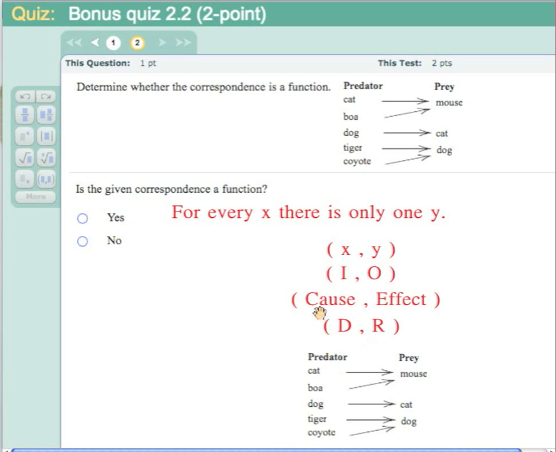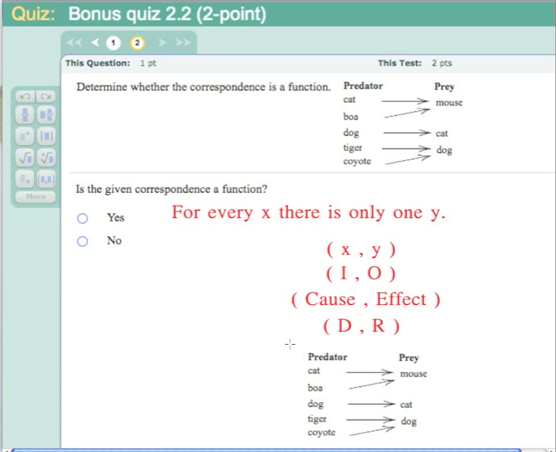Now, for every input or every x, there's only one y or output. And that's the case here. Cat doesn't go to a mouse and a cat. It just goes to a mouse. And a boa just goes to a mouse, and so forth. There is no situation here where an input goes to more than one output. So the answer here is going to be yes, this correspondence is a function.